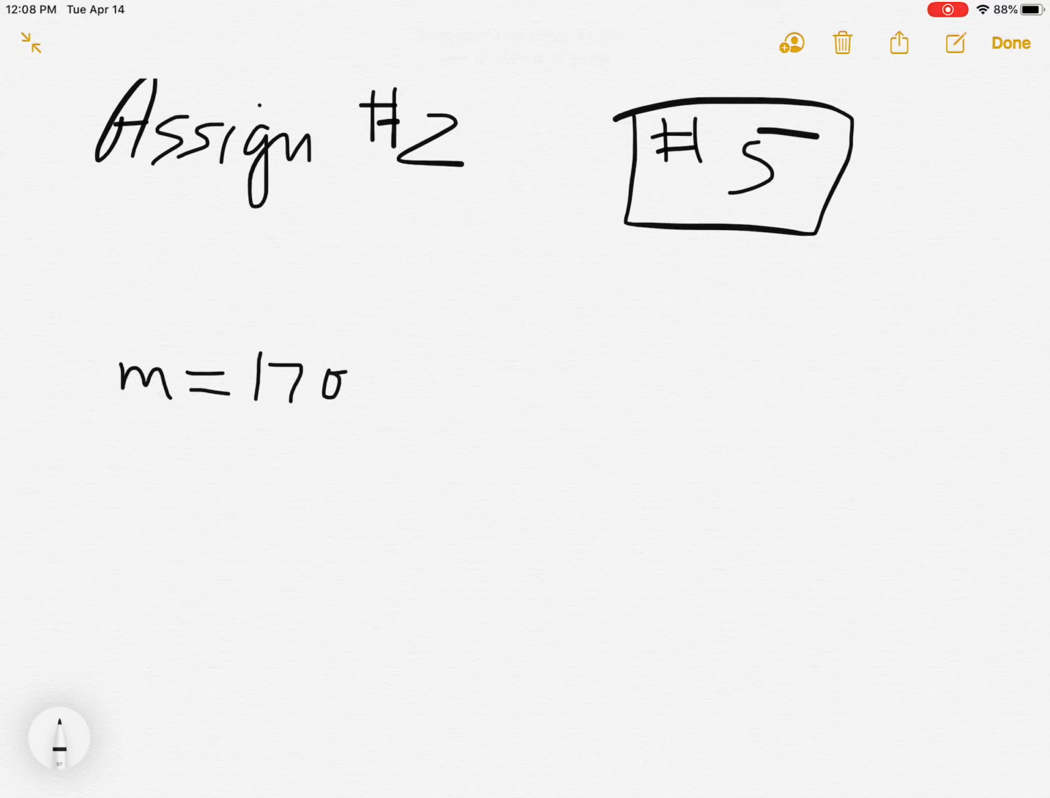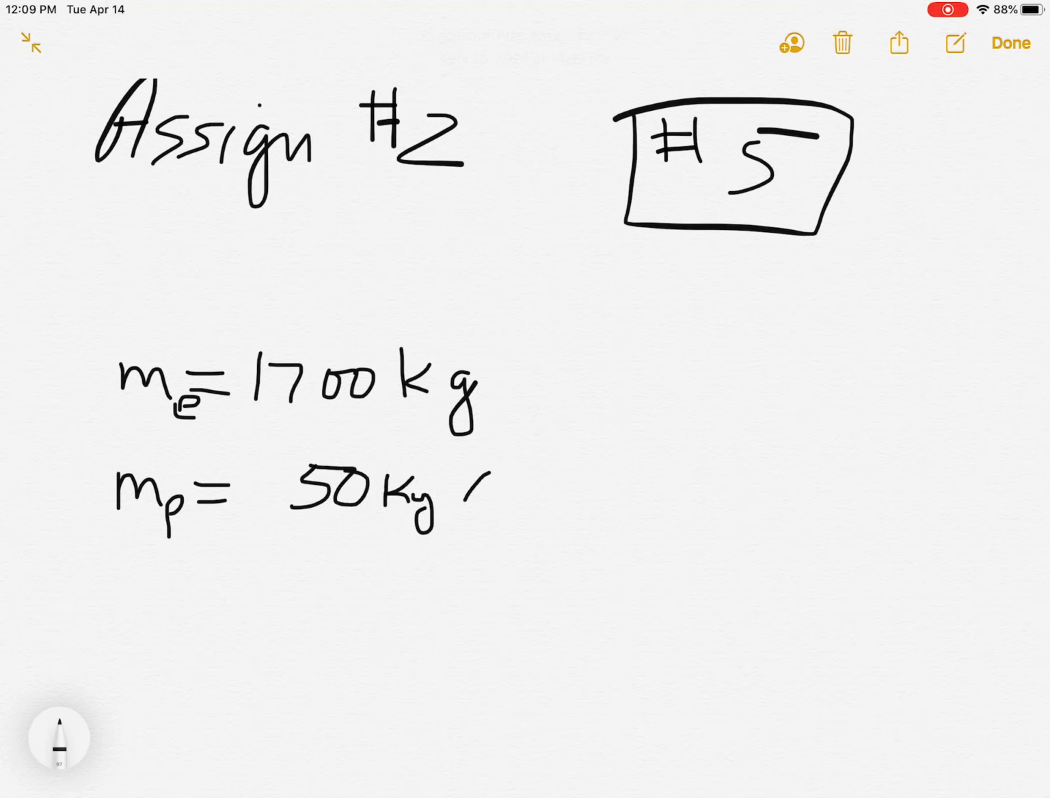It's an elevator. It's got a mass of 1,700 kilograms, just like before. But the other part of the mass, remember, is the people. And in the last question, we had 10 people that were 50 kilograms each. But in this question, we don't know what this other mass is going to be, right? We could call this mass of elevator, maybe put a little E there, and mass of people. We don't know what the mass of the people is going to be because we don't know how many there are. We know they're 50 kilograms each, right?